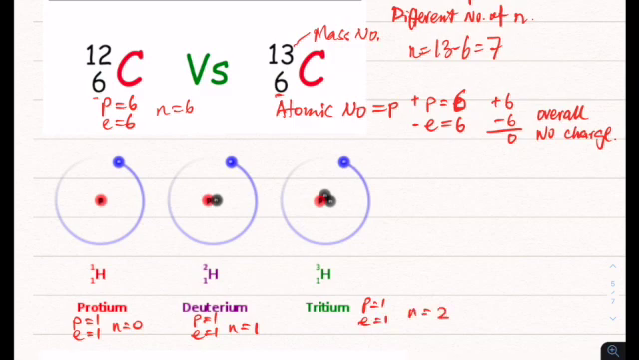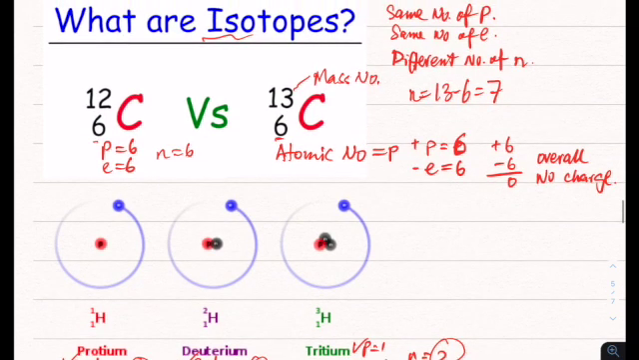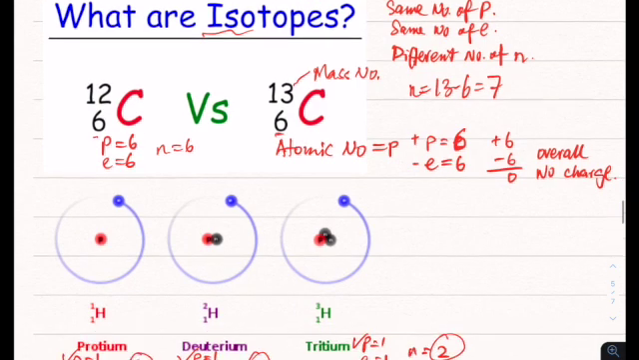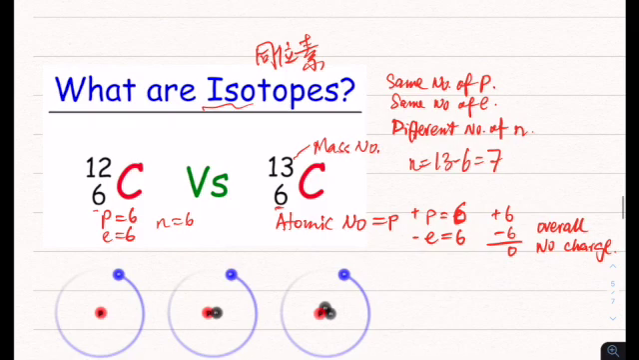You see, so again, they share the same number of protons, but they have different numbers of neutrons. So that's isotopes. So they are positioned in the same place in the periodic table, but they have different mass number. Okay, that's isotopes.